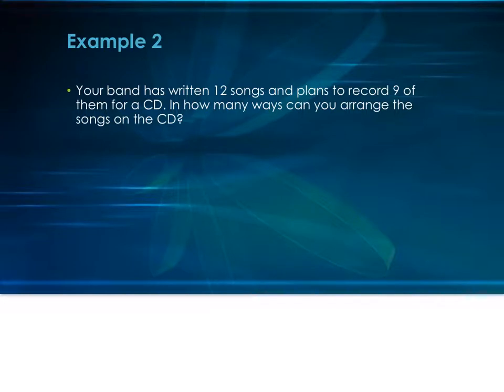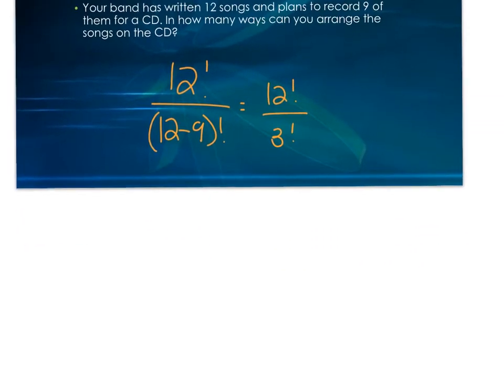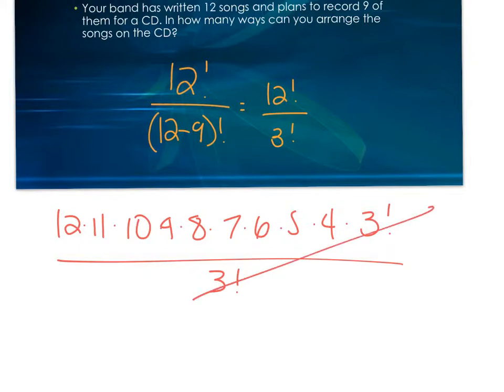This was, the band has written 12 songs, plans to record 9 of them for a CD. So this is 12 factorial over 12 minus 9 factorial, which is 12 factorial over 3 factorial. And then we expanded that. That would be 12 times 11 times 10 times 9 times 8 times 7 times 6 times 5 times 4 times 3 factorial over 3 factorial. And then we crossed through that, and then we multiplied out.